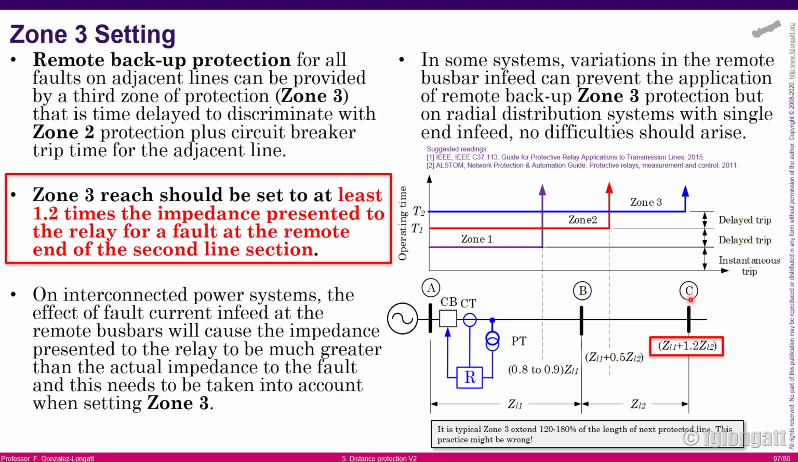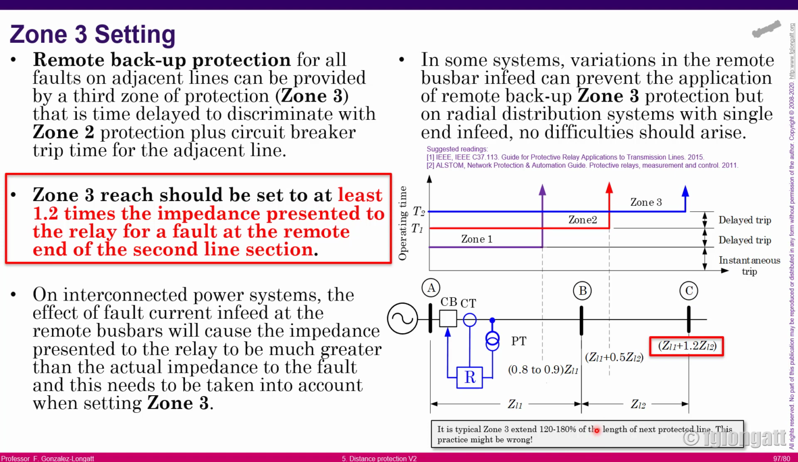That means that zone 3 can be between 120 and 180 percent of the impedance of the protected line. Okay, that is a number. It must reach beyond zone 2, and it could reach the end of the second line section. However, typically people prefer to use between 120 and 180% of the protected line.